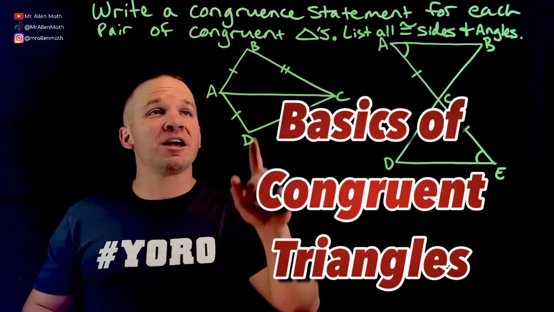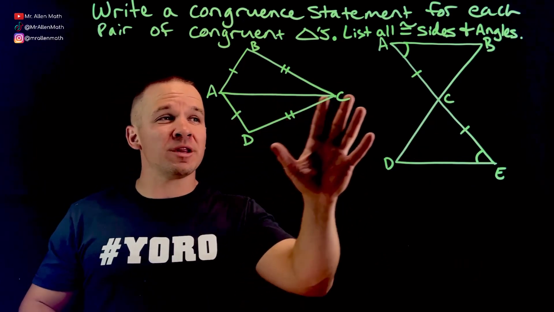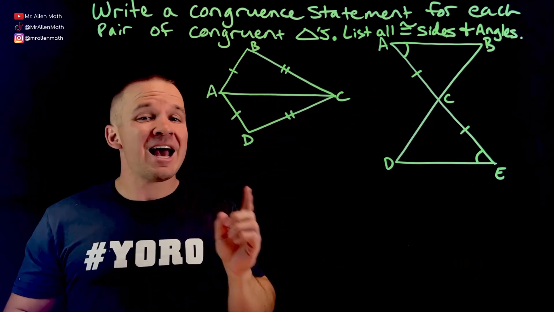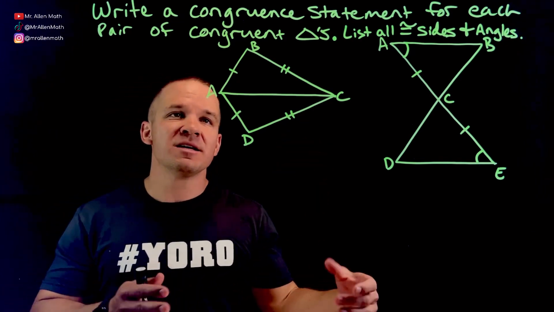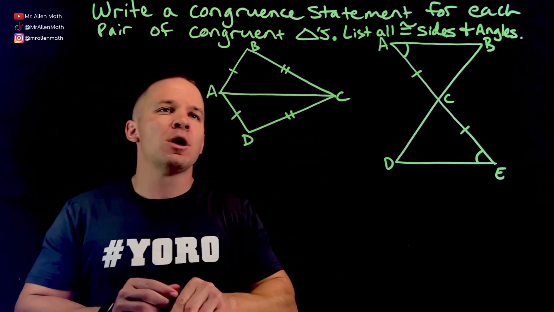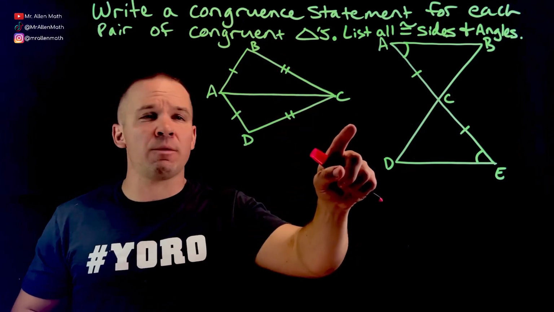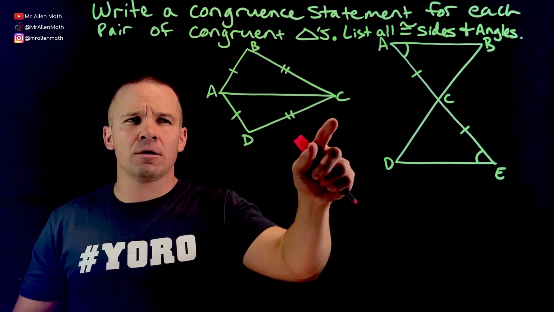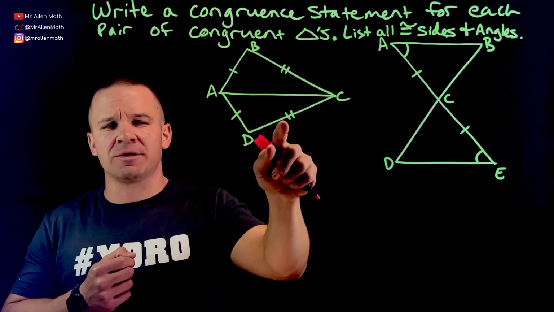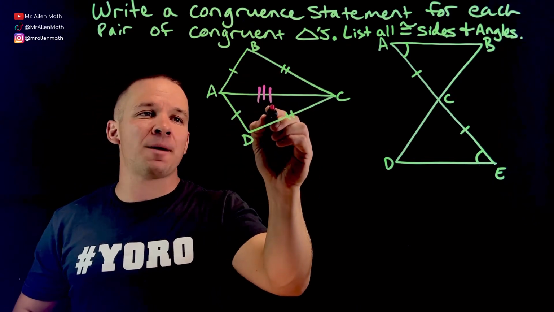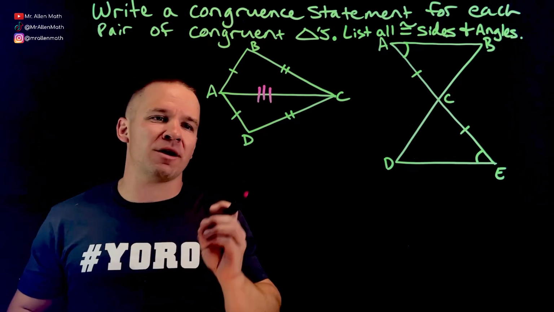We've got to write a congruence statement for each one of these two pairs of congruent triangles, and we're going to list all the congruent sides and angles, so our corresponding sides and angles. For the first one here, we have triangle ABC and triangle ADC. Are they congruent though? I only see two pairs of sides congruent. Oh wait, the reflexive property gives me the third pair of sides congruent.